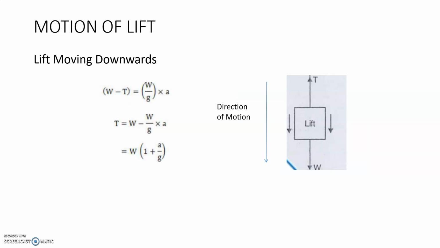Now let's consider when the lift is moving in the downward direction. The figure is the same, but the direction of motion is downward. So we are applying D'Alembert's principle in this case. According to D'Alembert's principle, net force in the direction of motion is equal to mass into acceleration. So here we write W first since it is positive. We have to write the positive value first. Since W is along the direction of motion, it is positive, and the tension is against the direction of motion of the lift, so it will be negative. So W minus T equals W by g, which is mass into acceleration, and we can find the tension as shown in the slide.